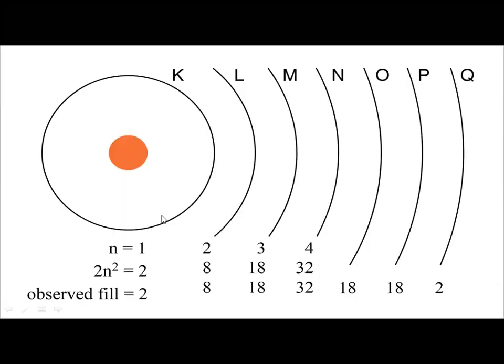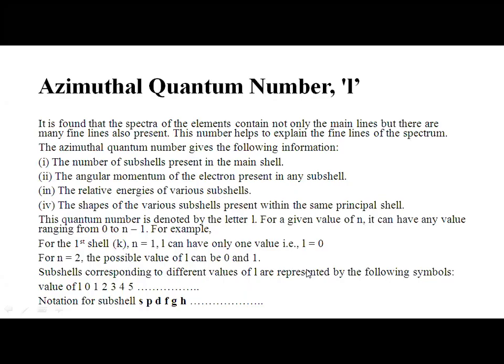See, this is n equal to 1, first shell, 2n square, 2 electrons. n equal to 2, L shell, 8 electrons. n equal to 3, M shell, 18 electrons. n equal to 4, 32 electrons. Then again 18, 18, 2. So it goes on changing. Maximum is 32 electrons only.